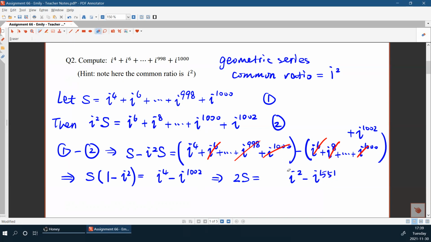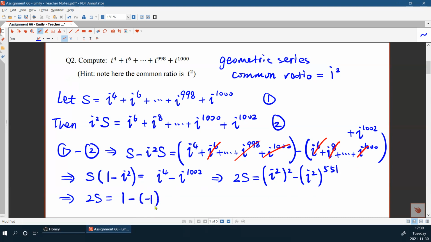Sorry, usually we will not do it like this. So i to the power of 4 is i squared then to the power of 2, right? And then i to the power of 1002 is i squared to the power of 551. So this means 2S equals, since i squared is minus 1, minus 1 squared is 1. And then minus 1 to the power of an odd number is negative 1. So this gives us 2S equals 2. That means S equals 1.